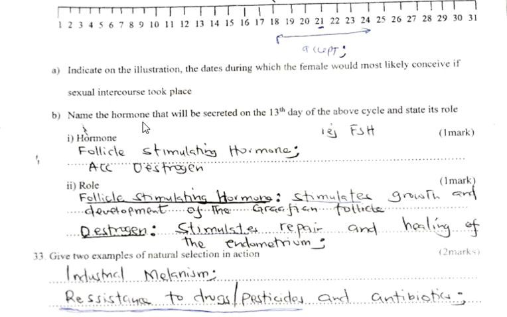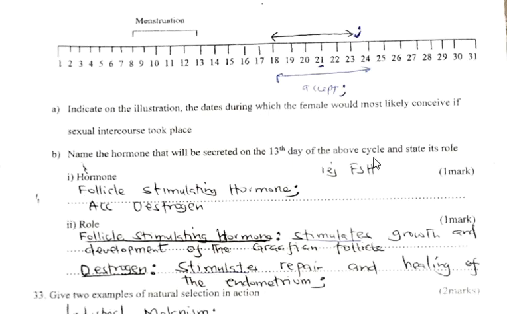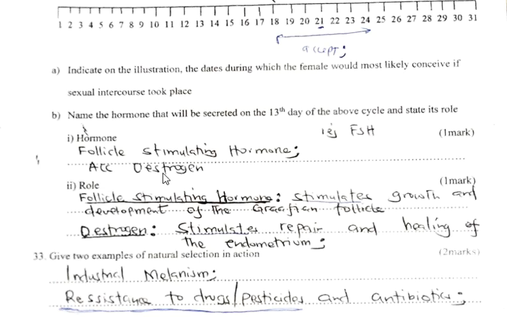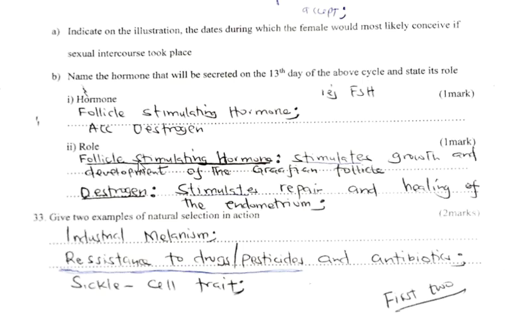Part B, name the hormone that will be secreted on the 13th day of the above cycle and state its role. We have the 13th day here. That is immediately after menstruation. And that is follicle stimulating hormone. Because it is an exam, you cannot write FSH. Write in full, follicle stimulating hormone. And the role of follicle stimulating hormone is that it stimulates growth and development of the Graafian follicles. And in case estrogen is written, it stimulates repair and healing of the endometrium.